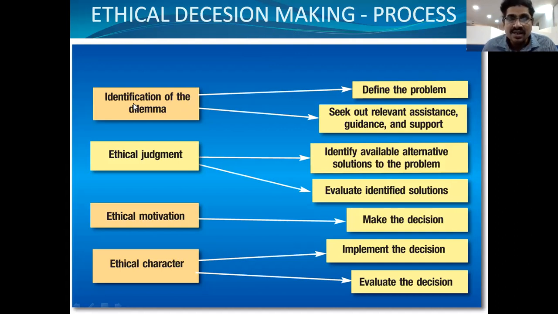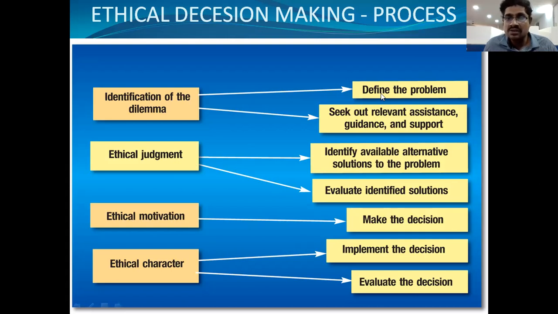So that's why there is identification of the ethical dilemma, ethical judgment when alternatives are evaluated, ethical motivation to make a decision, and ethical character. Then implementation of these decisions and evaluation of these decisions. This is the overview. Now we are entering into the steps one by one, right?